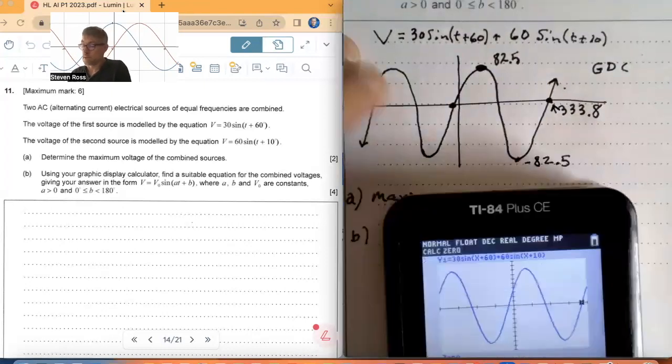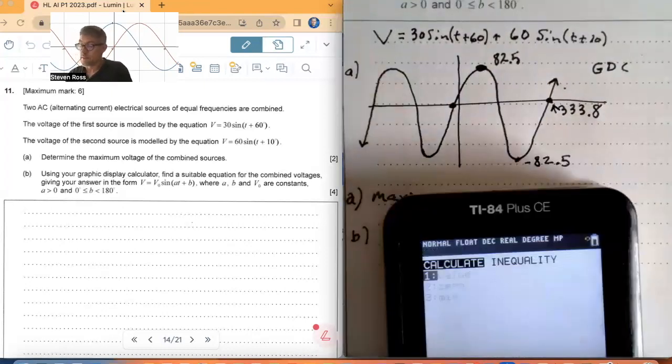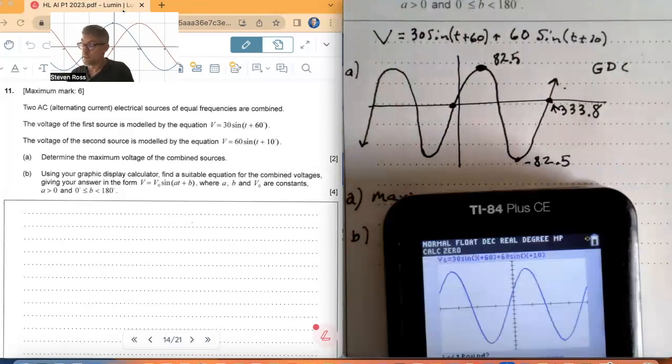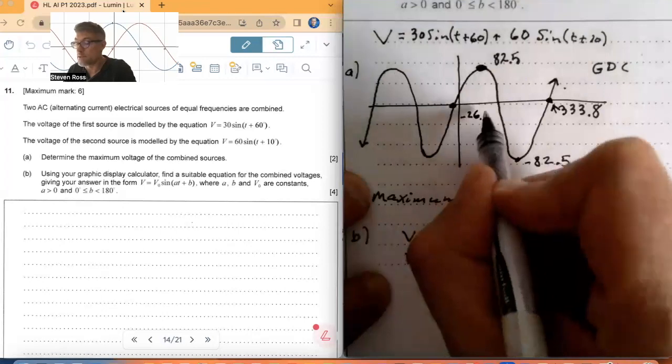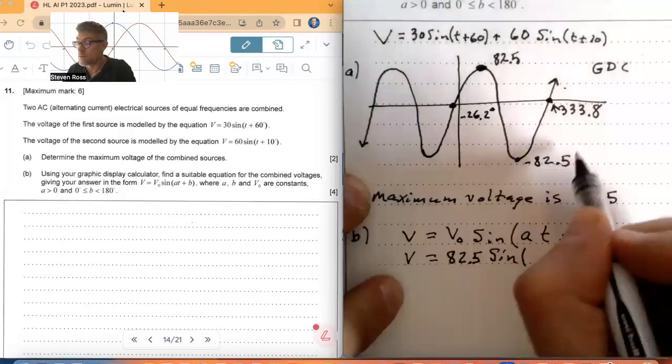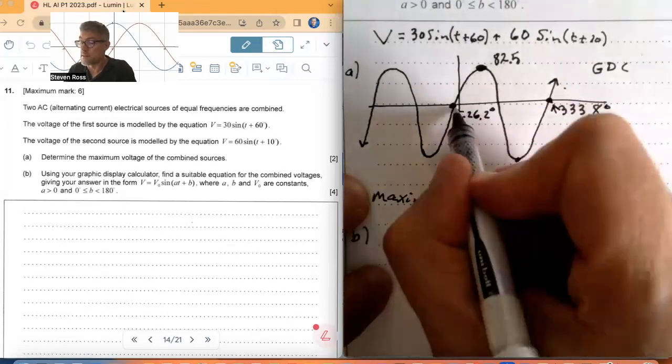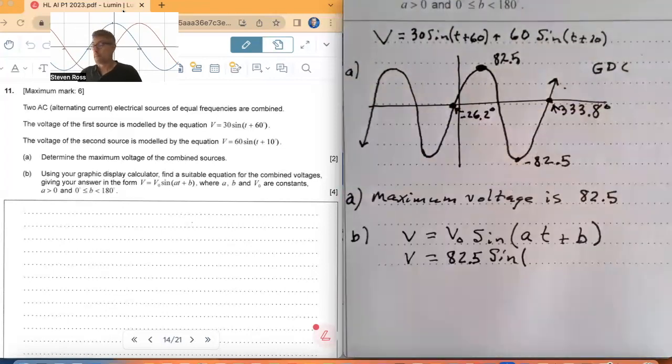All right. So let's find another zero. And this one's going to be even more significant. This zero is also going to help us with a phase shift. So left bound, right bound, and negative 26.2. Negative 26.2 degrees. I should put degrees on there. That is that point right there.